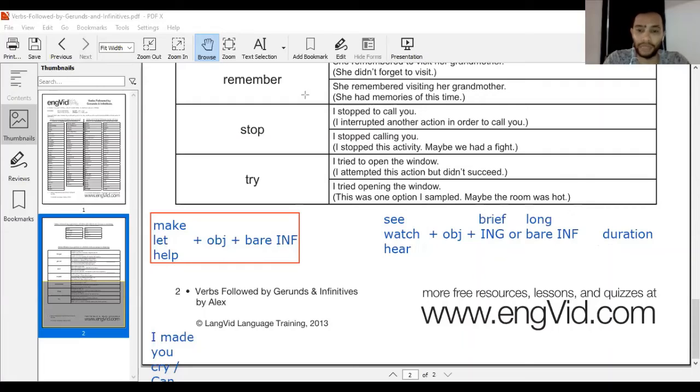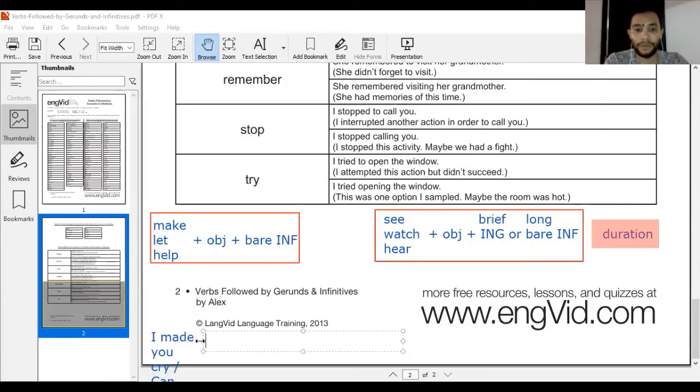Let me explain and give you examples so you can understand, right? So this is the pattern and these are the verbs. Let's see. Duration. Right here we get duration. Now let me give you examples. Let's see the first one with the verb see.